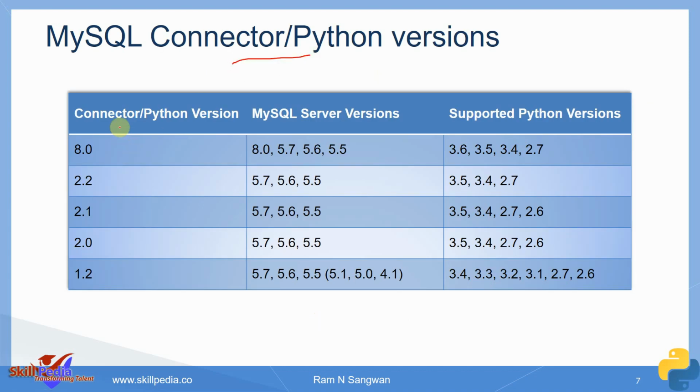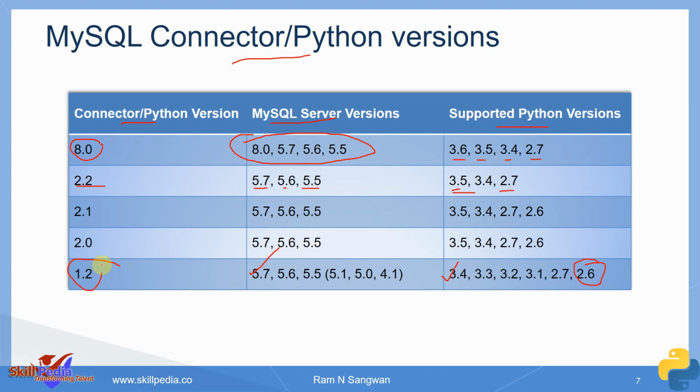The connector versions, MySQL versions and supported Python versions. If you are using connector version 8, all these MySQL versions are supported. Python versions supported for this are 3.6, 3.5, 3.4, 2.7. If you are using connector version 2.2, it will support MySQL version 5.7, 5.6 and 5.5. Python 2.7 onward will be supported up to 3.5, not 3.6. Similarly, if you are using an old version of MySQL and old version of Python 2.6, that will be supported by the 1.2 version of the Python connector.